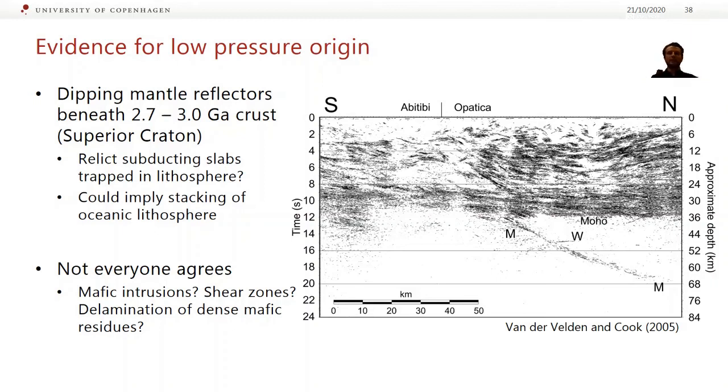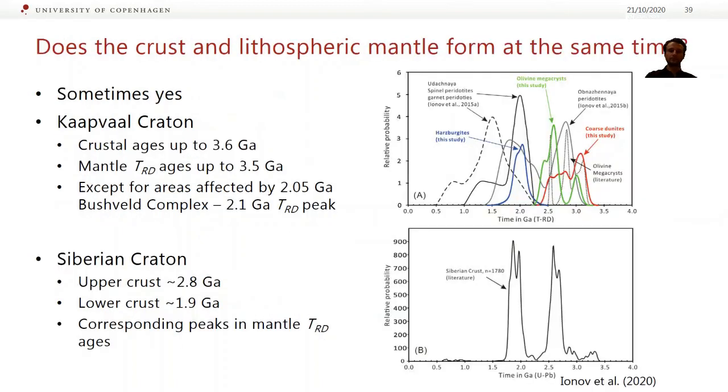So this would seem to support this kind of stacking of oceanic lithosphere that was one of the low pressure melting models. Not everyone agrees that these reflectors should be interpreted as subducting slabs. They could represent intrusions of mafic melts, shear zones, or even these kind of non-plate tectonic, non-uniformitarian ideas, such as delamination of dense mafic residues from the bottom of the crust without it actually requiring a plate subducting.